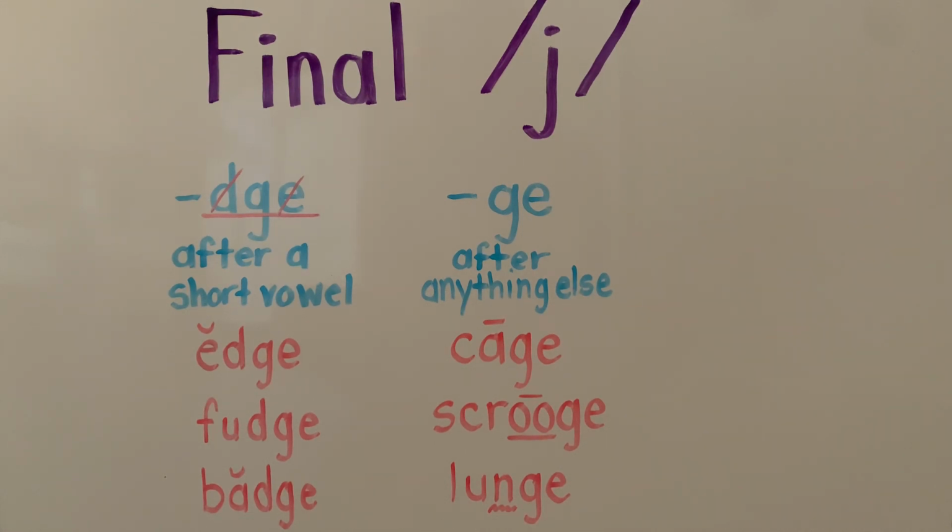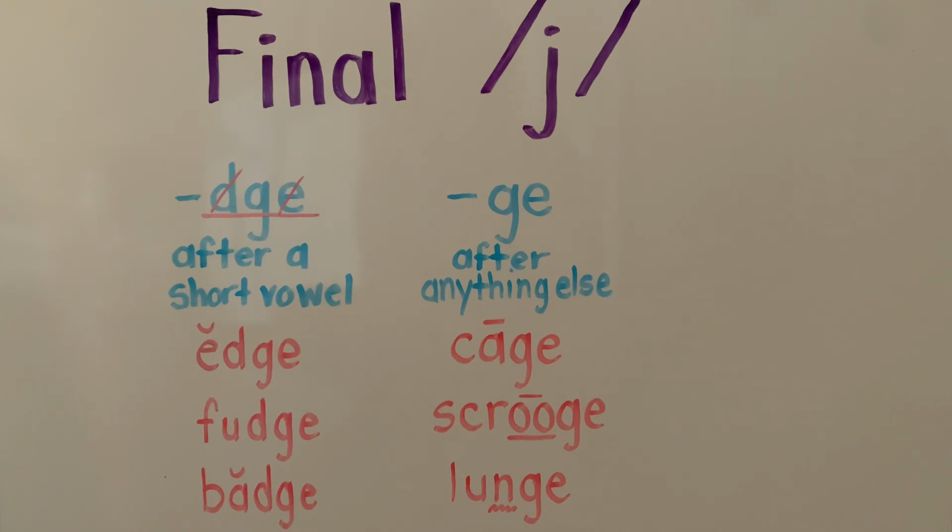Today's rule is exactly the same. There are two patterns that say the j sound, the dge trigraph and ge. The dge trigraph is after a short vowel, and ge is after anything else. So it's basically the same rule, just with a different sound and two different patterns. So let's review the dge pattern and that rule.